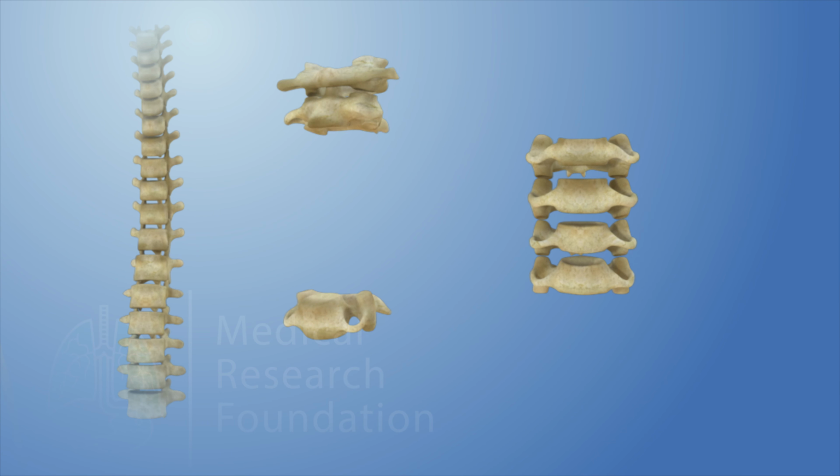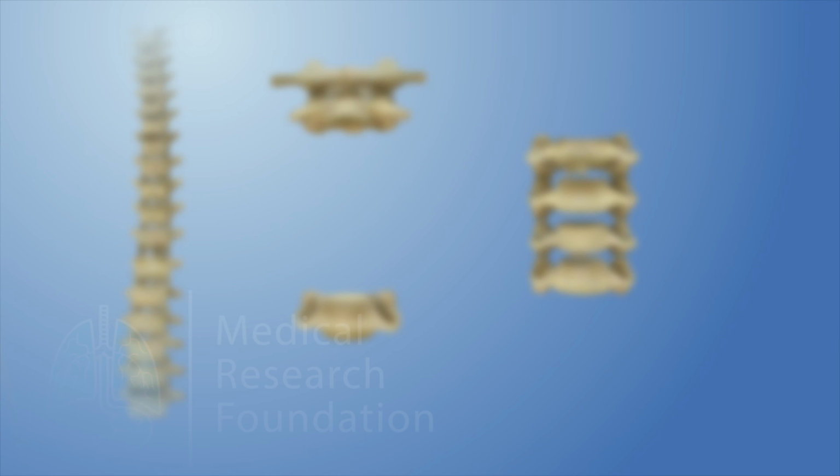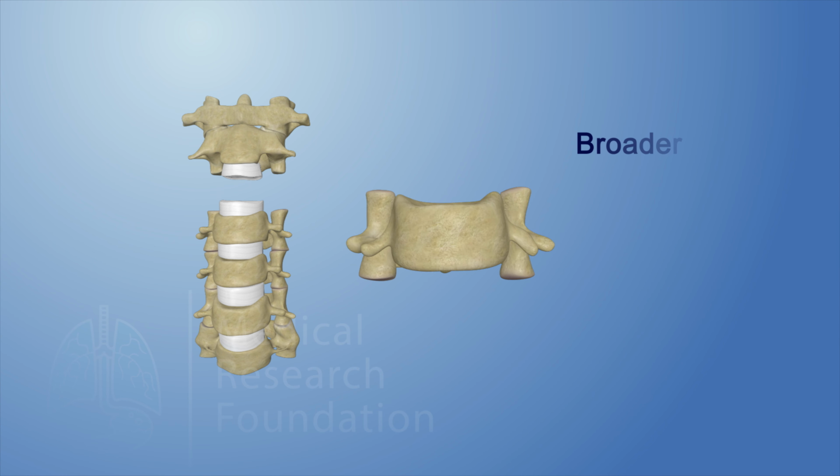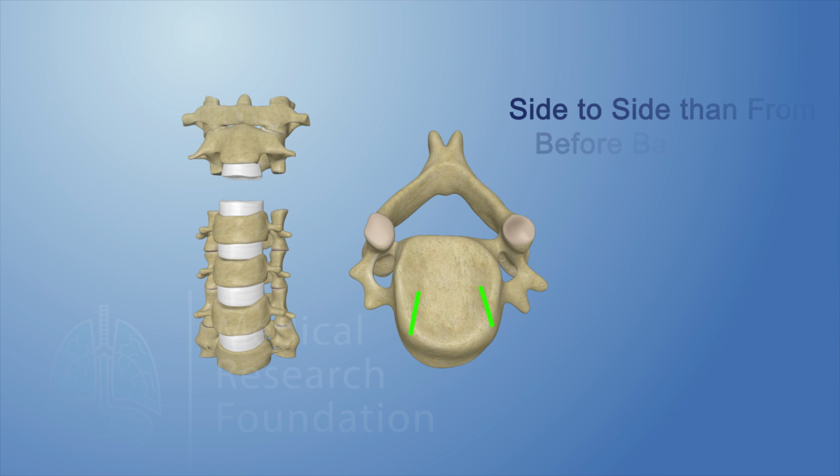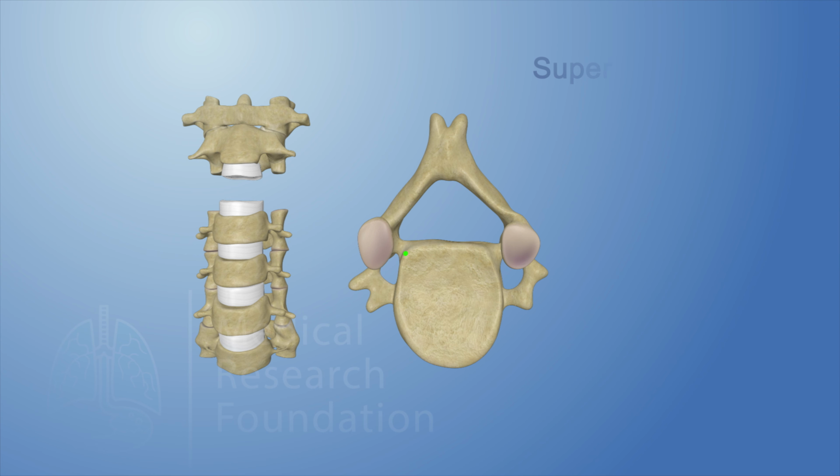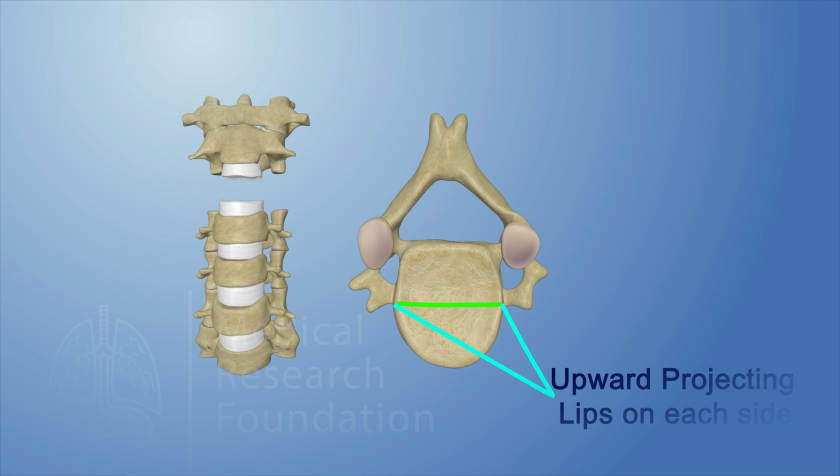The body. It is small. It is broader from side to side than from before backwards. Its superior surface is concave transversely, with upward projecting lips on each side.